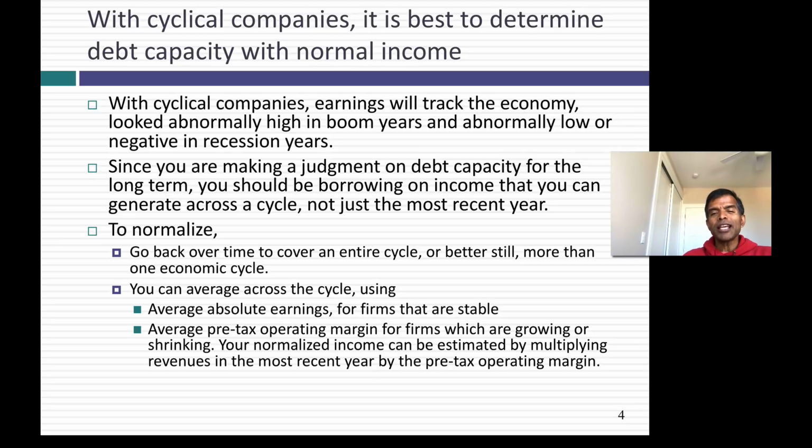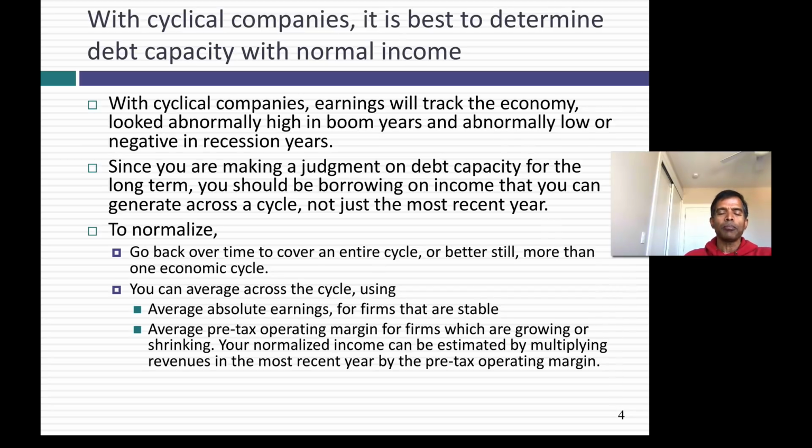But if your company is getting bigger or smaller, looking at the average dollar income across 12 years is not going to give you a normal income, right? I'll give you what I find to be more useful for companies. And this applies across all companies, but particularly for companies that are either scaling up or scaling down. Look at the average operating margin across a cycle.